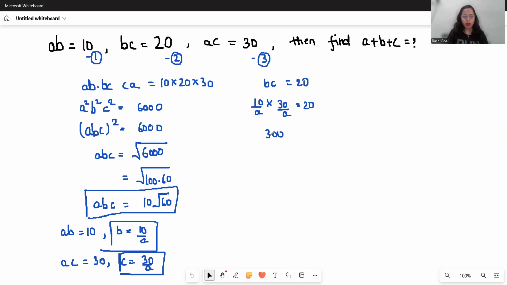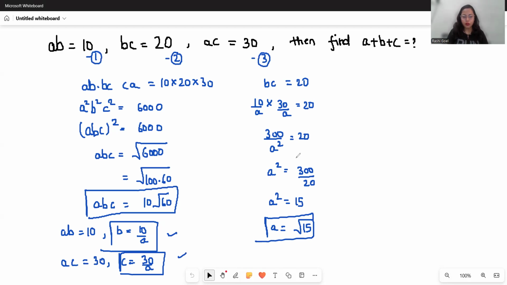So this becomes 300 by A square is equal to 20. A square is equal to 300 by 20. So A square is equal to 15. A is equal to under square root 15. Now we can find the value of B and C from there. B is equal to 10 by A, that is 10 by root 15. Now C is equal to 30 by A, so 30 by root 15.